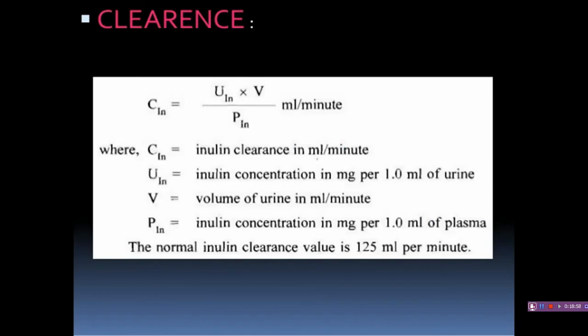Here we see the clearance using inulin. Cin is equal to Uin times V divided by Pin, in ml per minute, where Cin stands for inulin clearance in ml per minute, Uin is inulin concentration in milligram per 1 ml of urine, V is volume of urine in ml per minute, and Pin is inulin concentration in milligram per 1 ml of plasma. Normal inulin clearance value is 125 ml per minute.